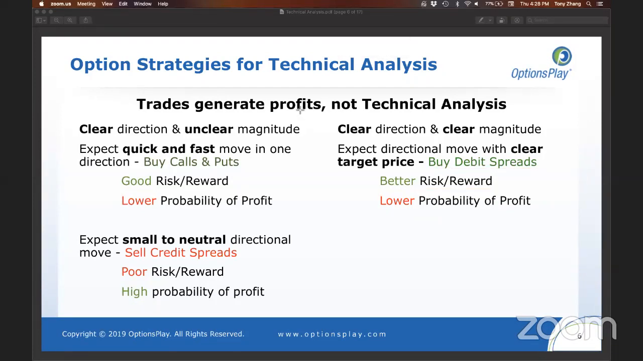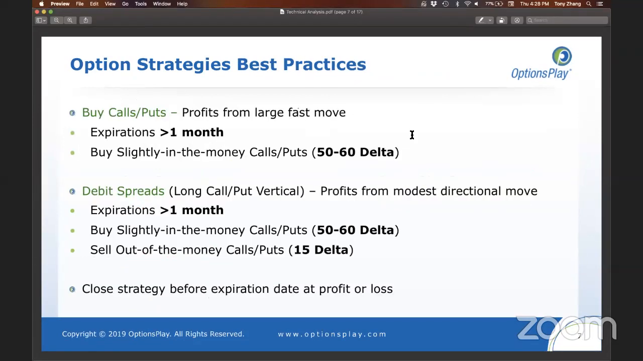So let's explore these strategies very quickly as to what the best practices are for each one. I'm going to talk about buying spreads first, or buying options first, and then we'll discuss selling strategies next. So first, we're going to talk about buying calls and puts.